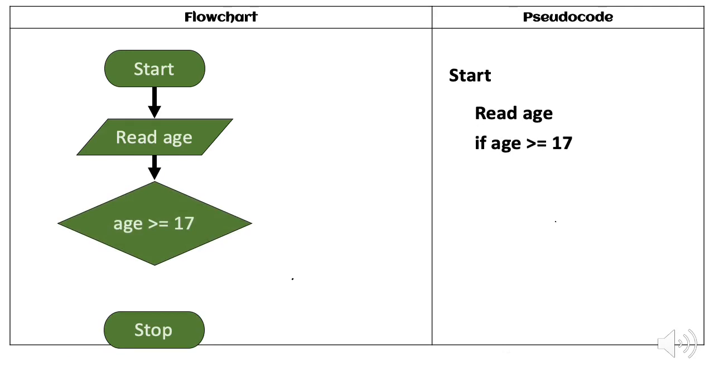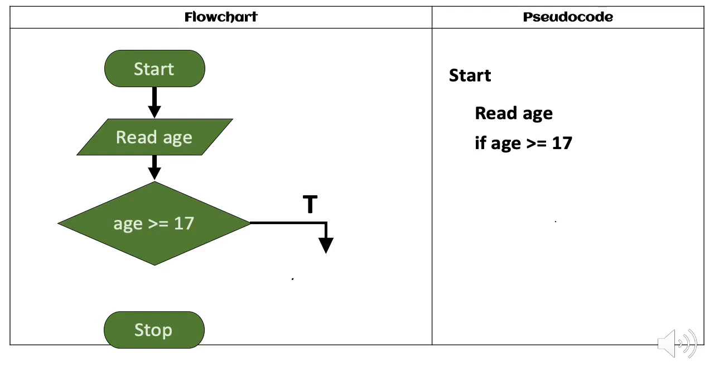So whether the age is more than or equal to 17. In flowchart, we draw them in diamond, and in pseudocode, we have to include the word if. Proceed with the condition. So if age is more than or equal to 17. But in flowchart, you don't have to put the word if, because the diamond shape already represents the if.